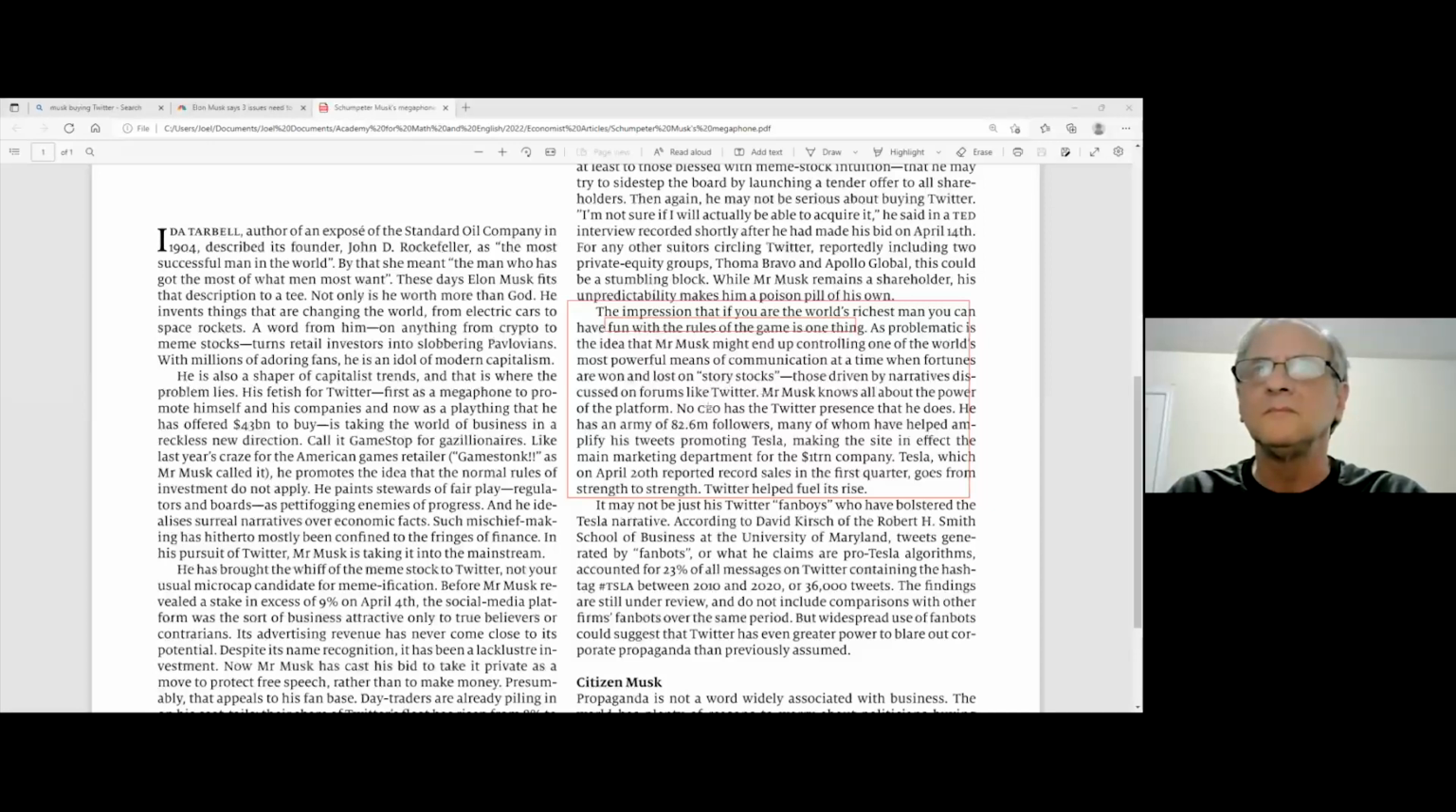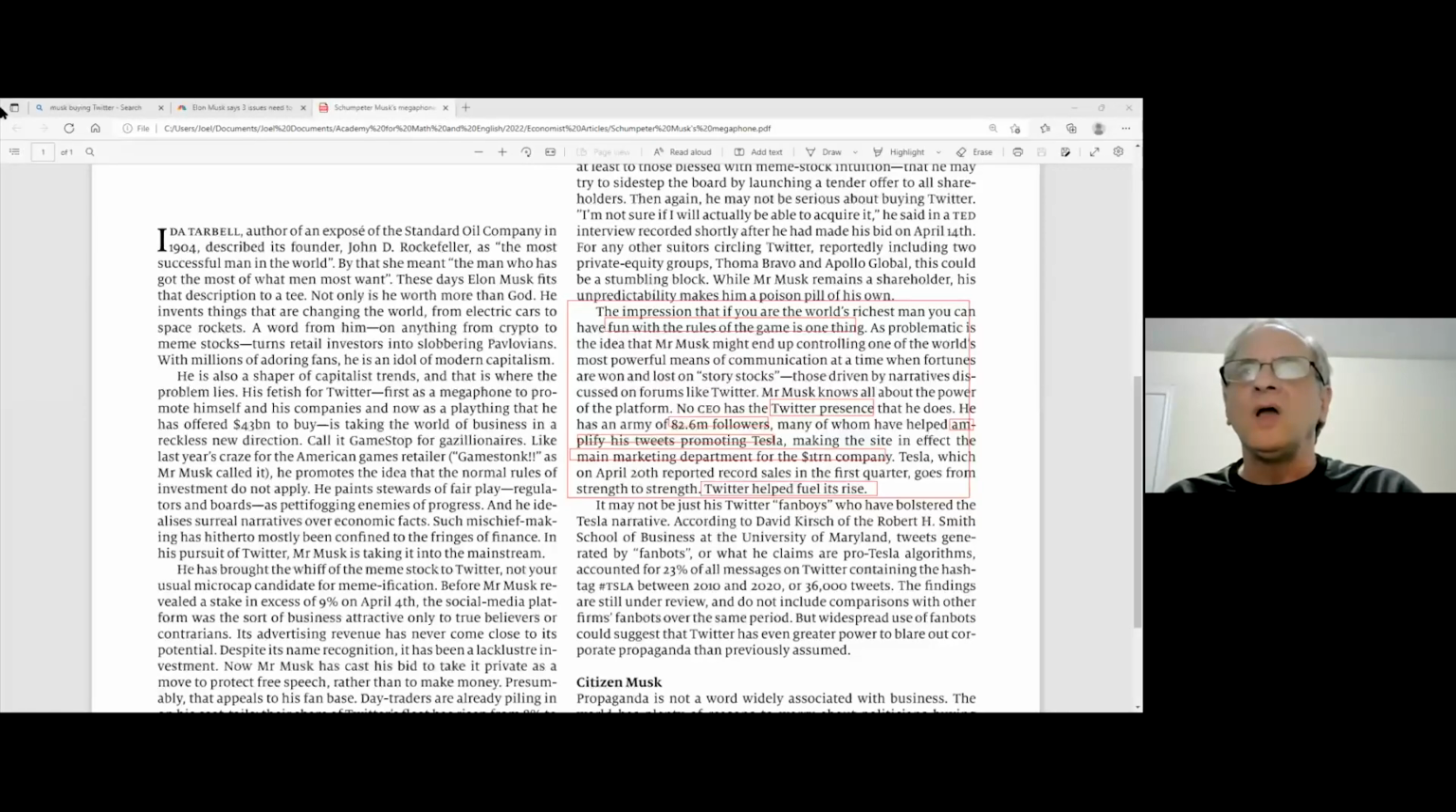He has an army of 82.6 million followers, many of whom have helped amplify his tweets promoting Tesla, making the site in effect the main marketing department for the $1 trillion company, Tesla, which on April 20th reported record sales in the first quarter, goes from strength to strength. Twitter helped fuel its rise.